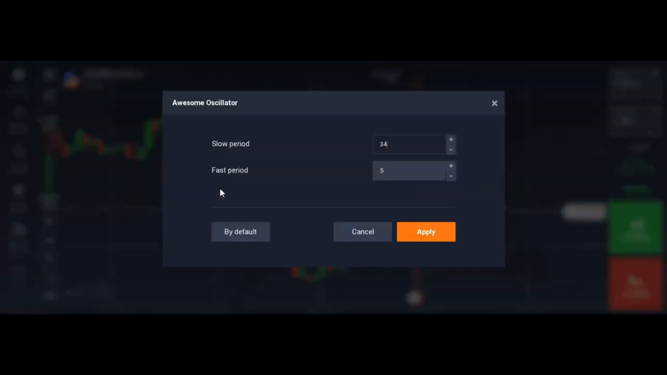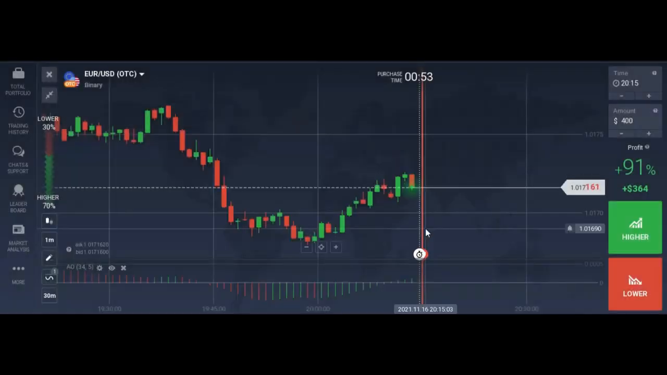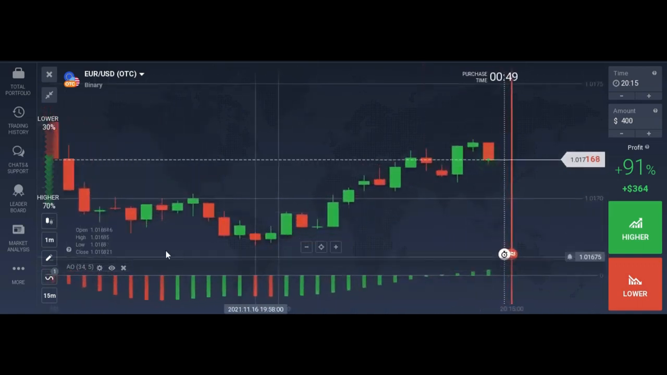To begin, we will use the following indicators. Awesome oscillator. Slow period 34, fast period 5. This is an indicator that shows us the strength of a trend.